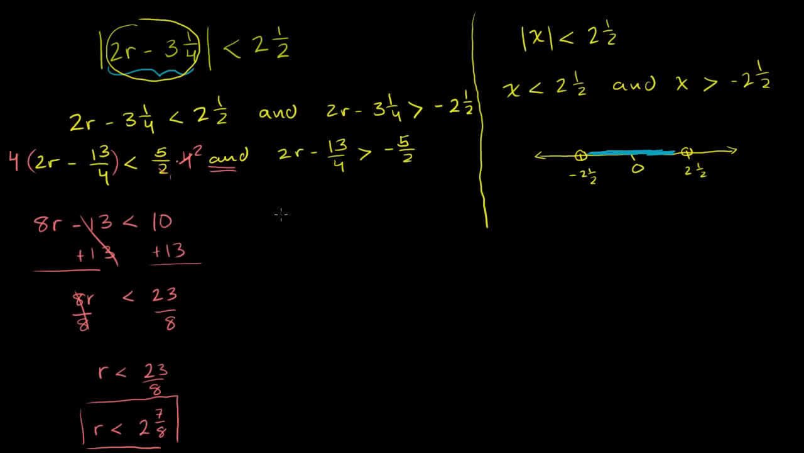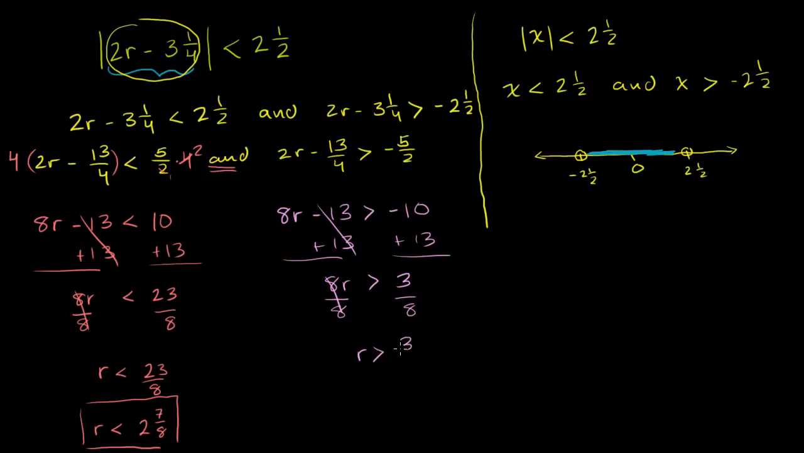So 4 times 2r is 8r. 4 times negative 13 over 4 is negative 13, is greater than negative 5 halves times 4 is negative 10. Now we add 13 to both sides of this equation. The left-hand side, these guys cancel out. You're just left with 8r is greater than negative 10 plus 13 is 3. Divide both sides of this by 8, and you're left with r has to be greater than 3/8.